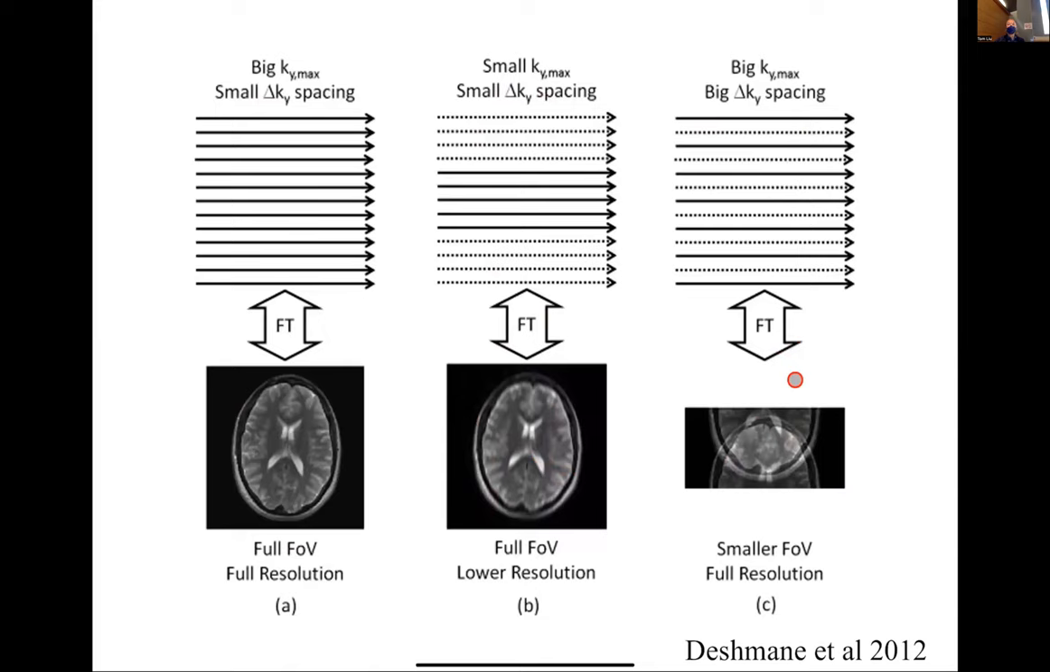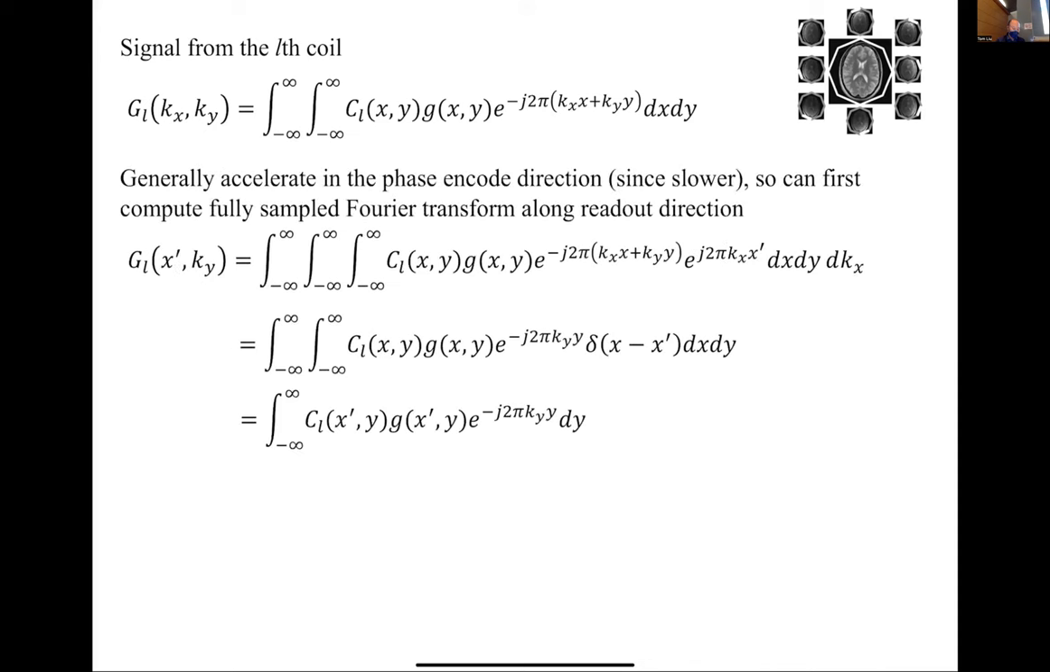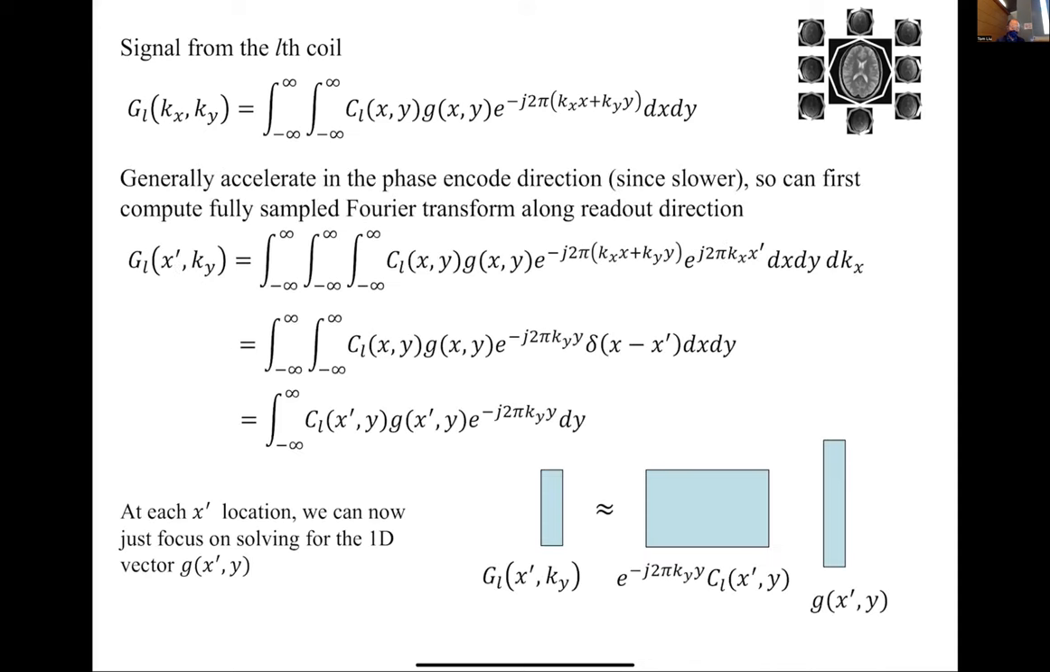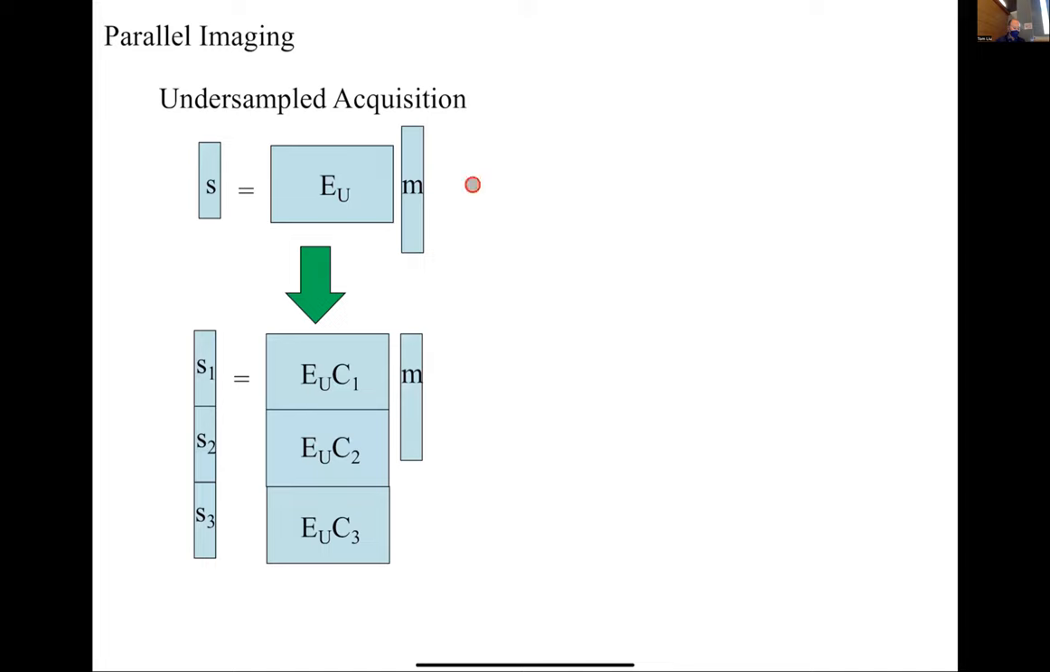It turns out the novel insight was, I can make this aliasing go away if I just get more channels. So this is just showing us we're going to get multiple channels. We're mostly going to be talking about things in the phase encode direction because that's the slower direction, but this applies in 2D as well. That's what we're going to be talking about. So here's the basic concept.